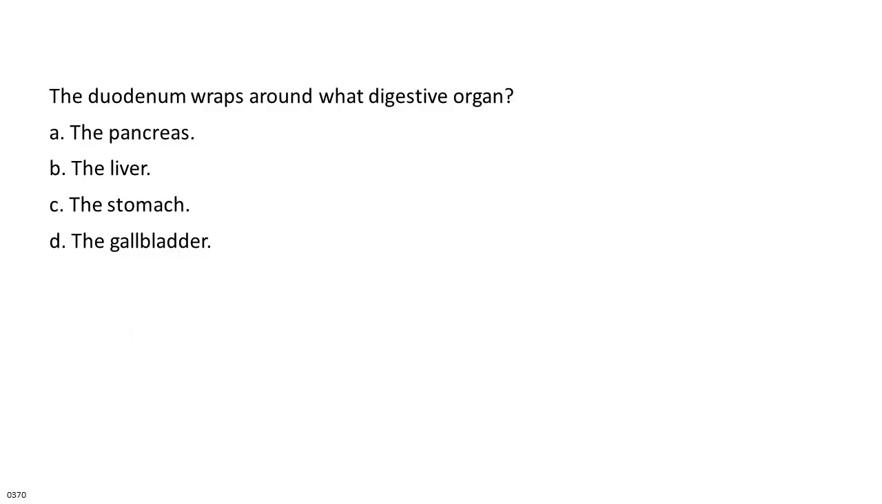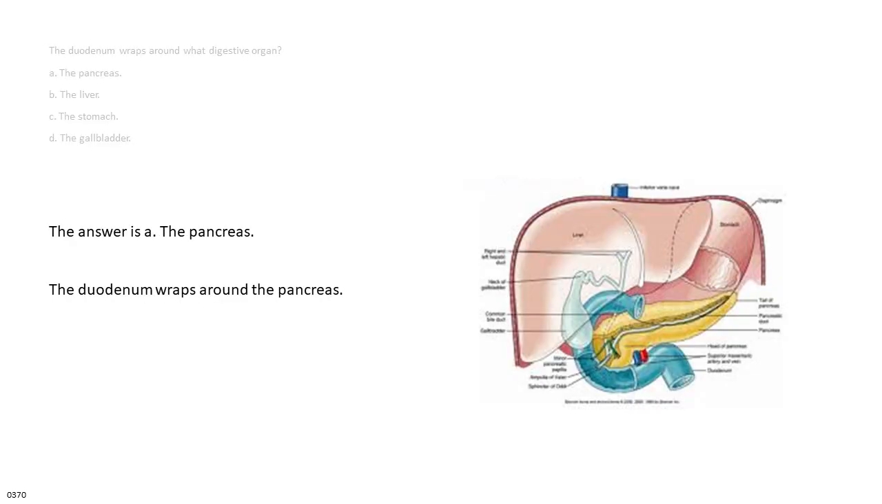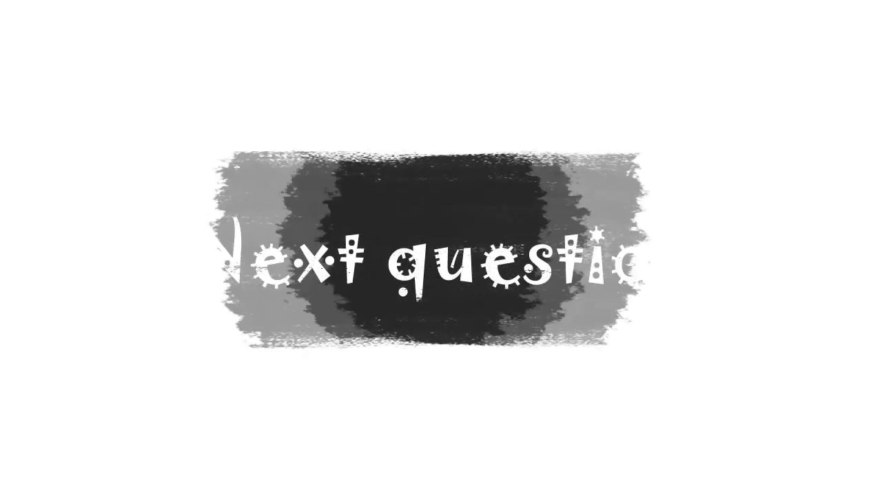The duodenum wraps around what digestive organ? A. The pancreas. B. The liver. C. The stomach. D. The gallbladder. The answer is A. The pancreas. The duodenum wraps around the pancreas.